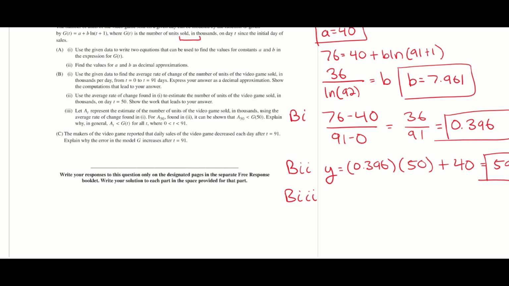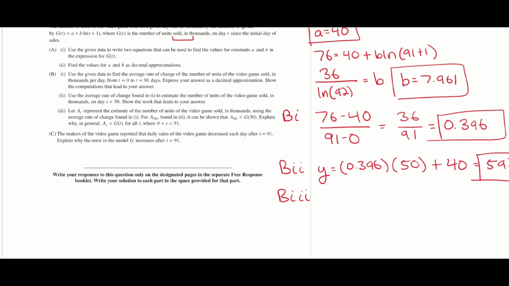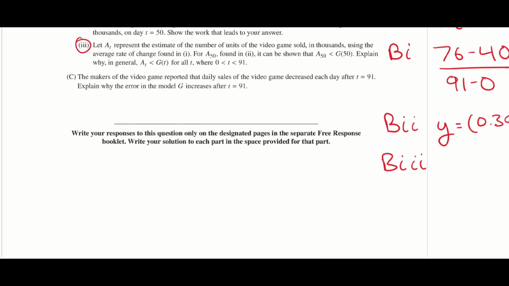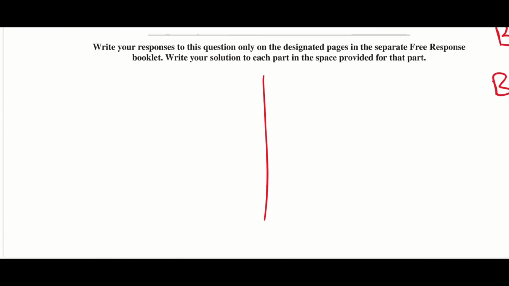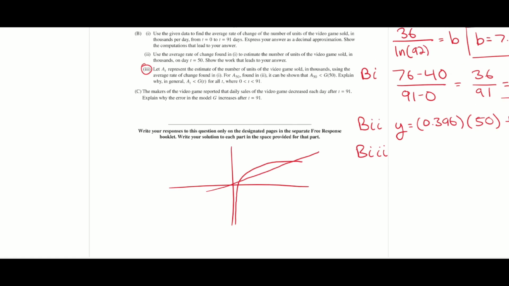Now B part 3. Let A of t represent the estimate of the number of units found using the average rate of change. Explain more. Okay, so for this question, your average rate of change is just your slope, and your slope is linear, okay? And then g of t, the function given to you, is a logarithm. So if we were to graph it, it's not accurate, but it would look something like that. That would be your function g, and then your slope or your average rate of change would look something like that. Let me write that in a different color. So this would be your average rate of change.